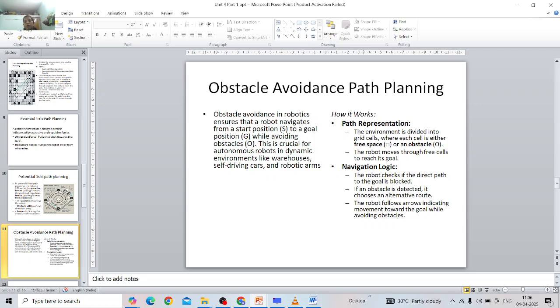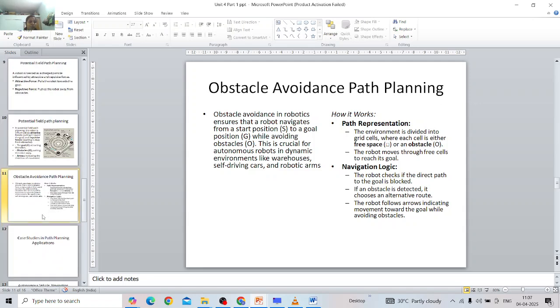The working procedure of obstacle avoidance path planning is: in path representation, the environment is divided into grid cells where each cell is either free space or an obstacle. The robot moves through free cells to reach its goal. The navigation logic behind this method is: the robot checks if the direct path to the goal is blocked. If an obstacle is detected, it chooses an alternative route. The robot follows arrows indicating movement towards the goal while avoiding obstacles.